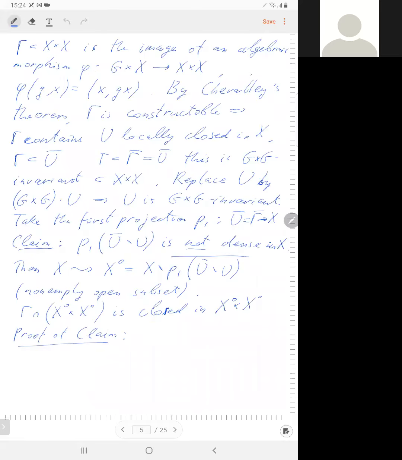Okay. So it remains to prove the claim, namely that the boundary of this open U is not very big. That is, its projection cannot be dense in X. So let's prove it by reductio ad absurdum.